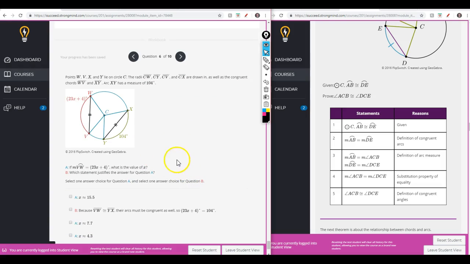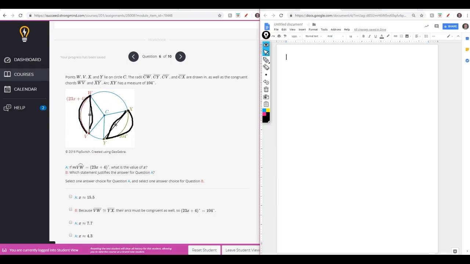So, the first thing to notice is that these chords right here are congruent because they have the same number of tick marks. So that means that these two arcs are congruent because congruent chords have congruent arcs. So with that, we know that the measure of arc WV is congruent or equal to the measure of arc XY.